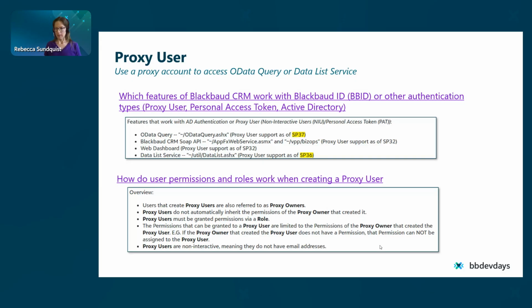It's important to understand that the user who creates a proxy user is referred to as that proxy owner, but the proxy users do not automatically inherit the permissions of the owner who created them. Proxy users have to be granted permissions via specific security roles. So that means if you want your proxy user to be accessing an OData link to a query, they have to have permission to access that query in Blackbaud CRM.